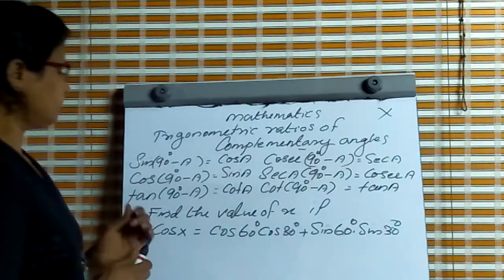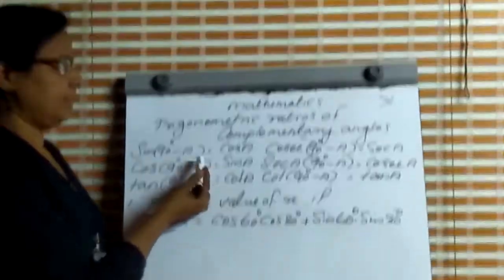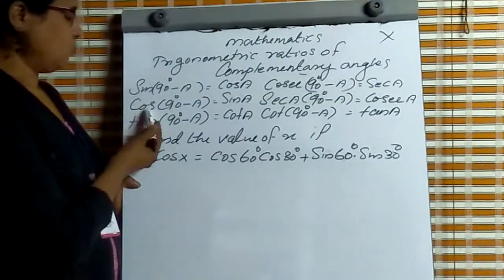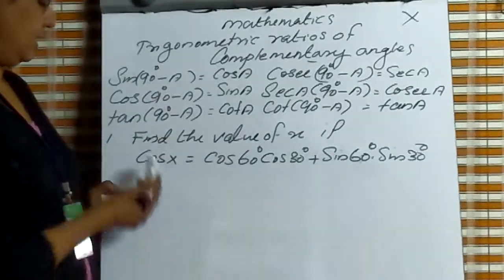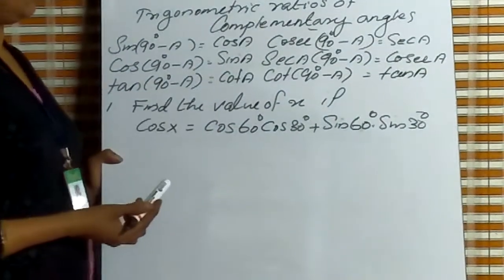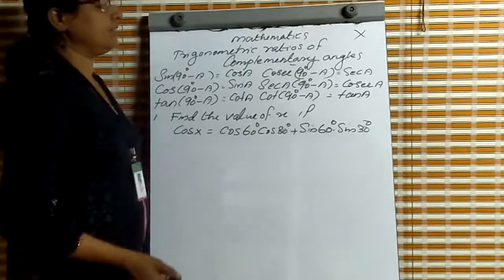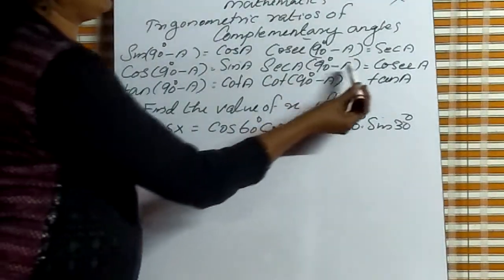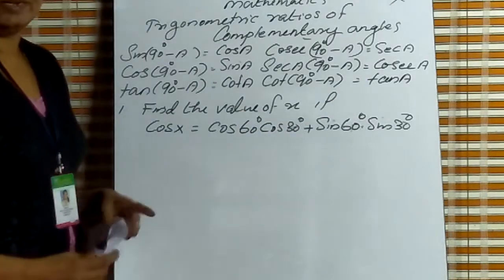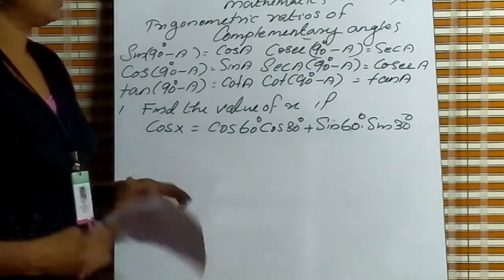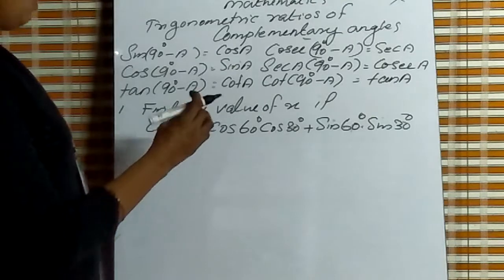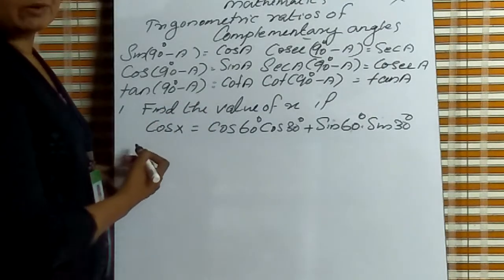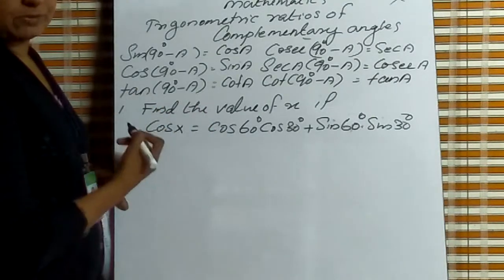Listen. Result: sin(90° − A) is cos A. Cos(90° − A) is sin A. Tan(90° − A) is cot A. Cosec(90° − A) is sec A. And sec(90° − A) is cosec A. Cot(90° − A) is tan A. These are the trigonometric ratios of complementary angles. Now we are going to solve problems based on this.